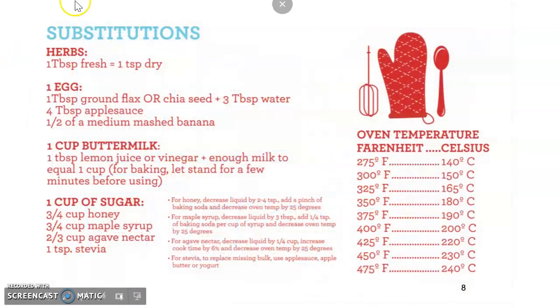And then lastly, substitutions. Oftentimes recipes call for fresh herbs, whether it's a tablespoon of fresh basil. Well, just know that 1 tablespoon fresh is equivalent to 1 teaspoon dry. So you use more fresh than you would dry, if that makes sense, because the dry is more concentrated, so you don't need as much. So those are some common substitutions. I hope this helps you. Thank you.